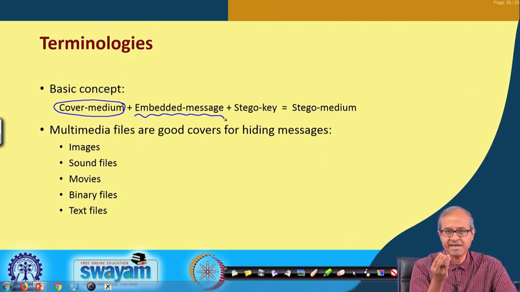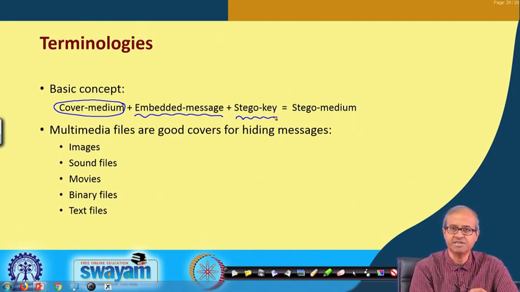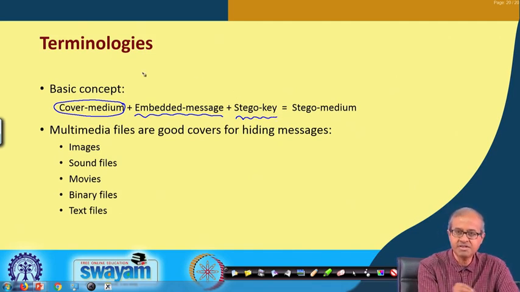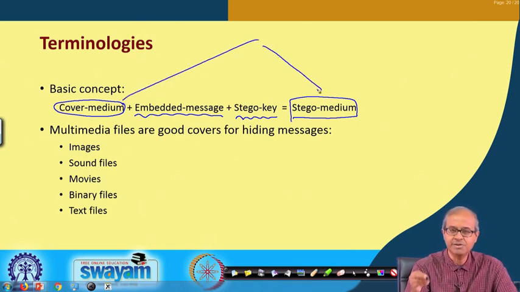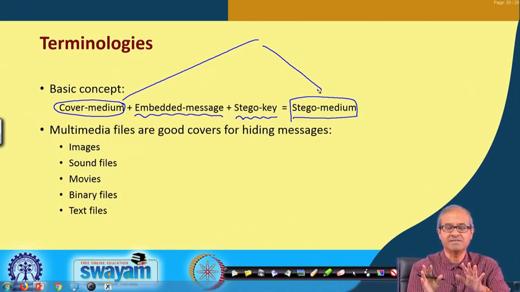and if you are using encryption in addition, then there has to be some key also. Let us call it steganographic key or stego key, and all three combined together will generate the stego medium. Now, the objective is that this cover medium and stego medium should look very similar. A person who does not know that this is carrying some hidden message will not be able to distinguish just by looking at the stego medium. That person will feel that he is actually looking at the original file only.